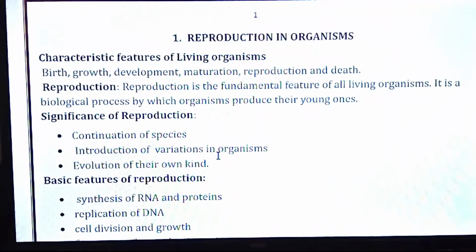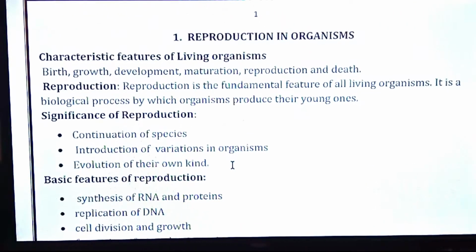The next significance is the introduction of variation in organisms. What is variation? The individuals produced by the parent vary from their parent as well as among themselves. This is because of meiotic division, crossing over and exchange of chromosomes taking place in sexual reproduction. Then, evolution of their own kind.